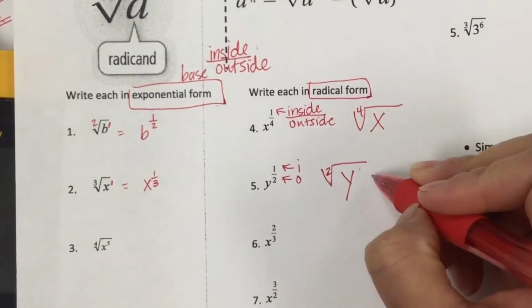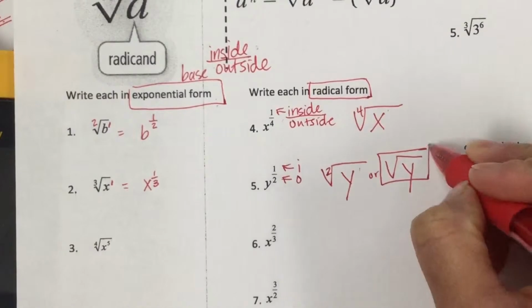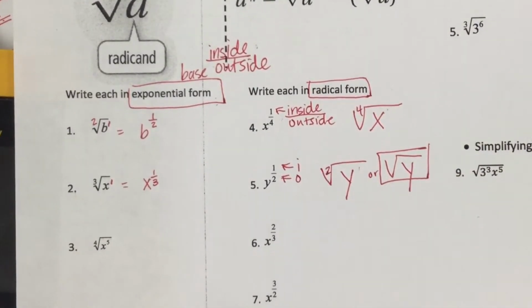Y has an exponent of 1. Or you want to get them to understand it's just radical y. We don't write the 2.